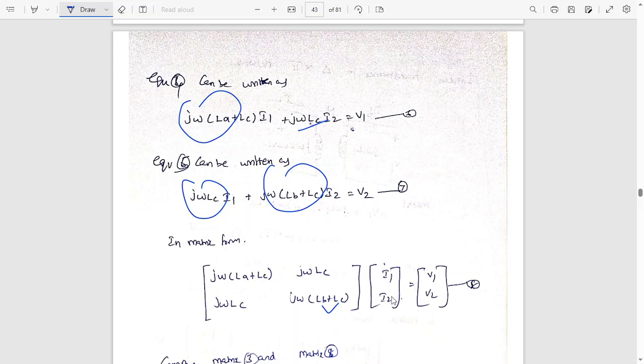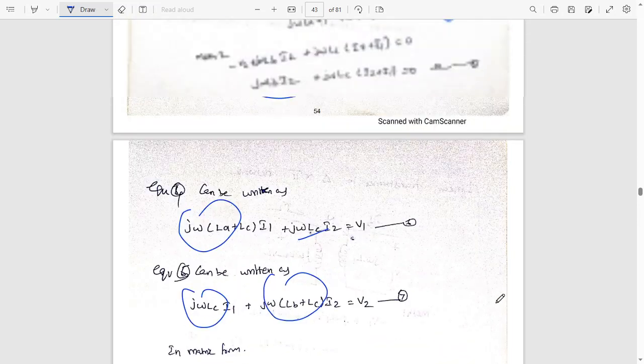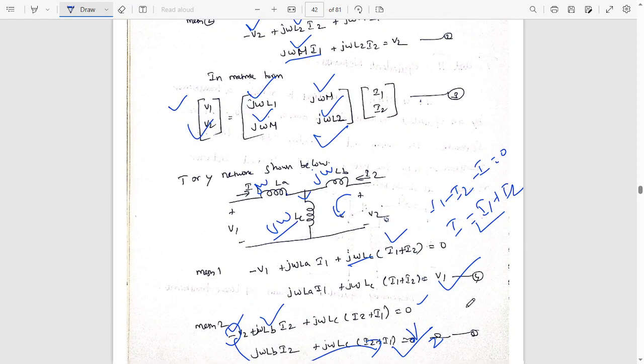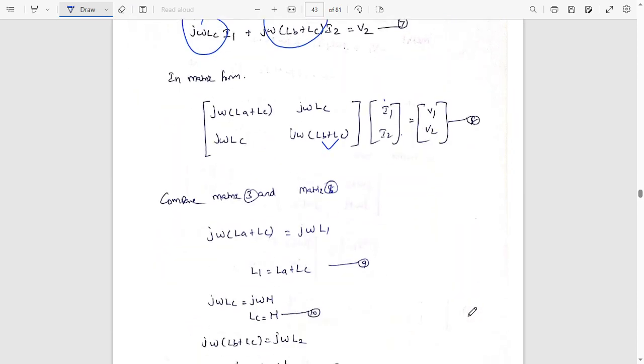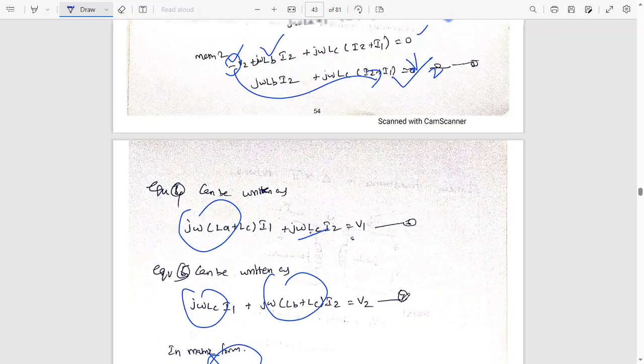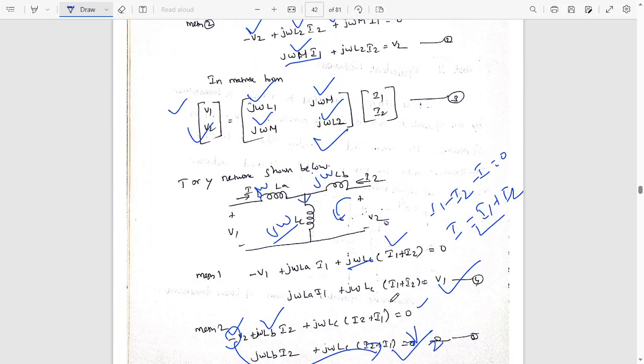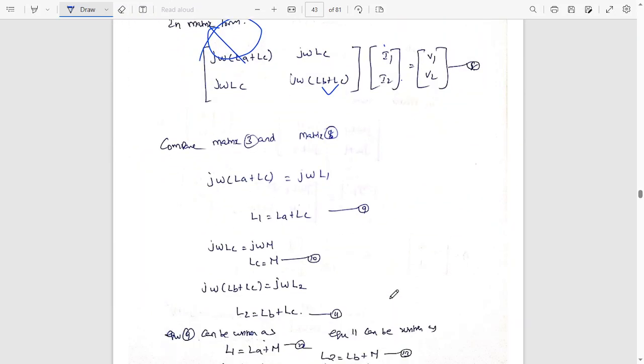So both the right hand sides are the same. Both matrices look similar, so it is possible for me to compare these two matrices. We have matrix 3 and matrix 8, and we are comparing both. I will compare this coefficient first. j omega (LA plus LC) is equal to what? j omega L1. So j omega (LA plus LC) is equal to j omega L1. The j omega will get cancelled, and I will get L1 equal to LA plus LC.